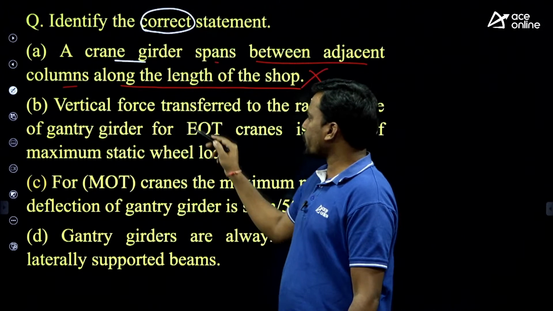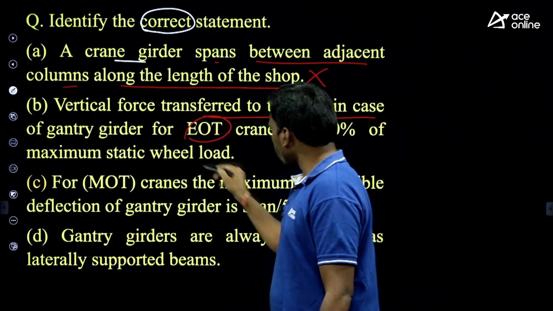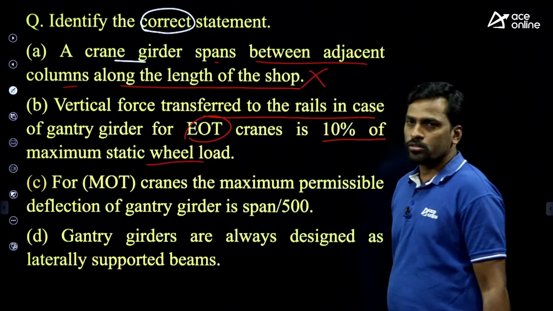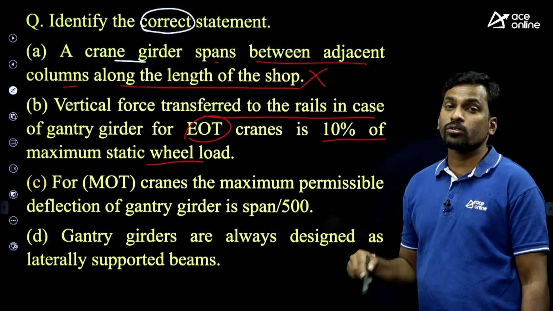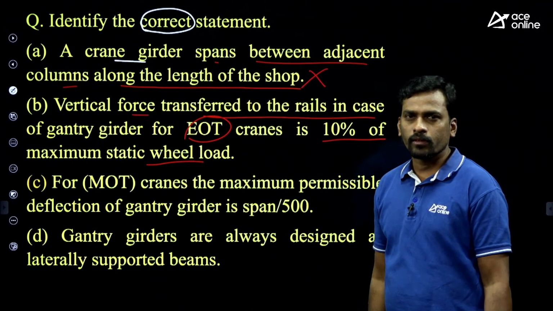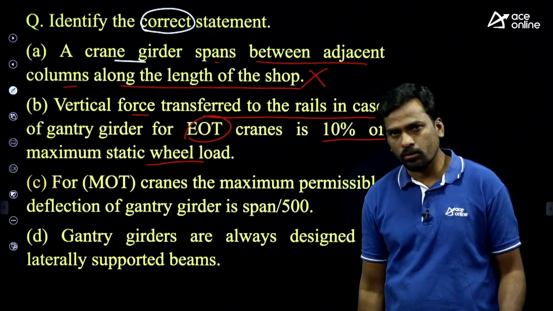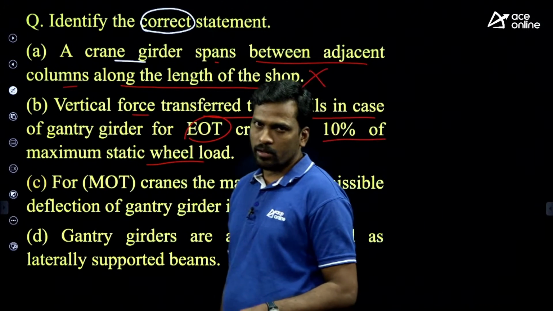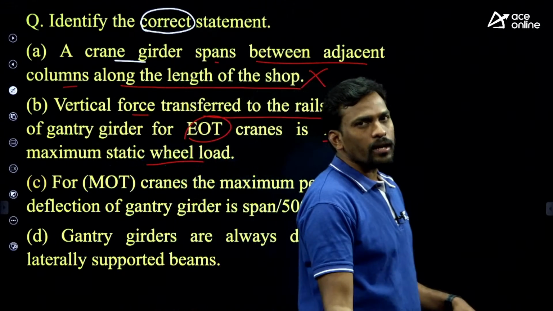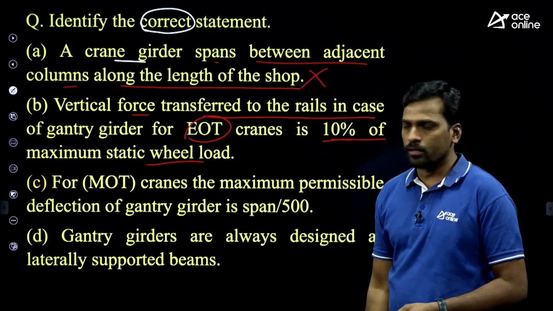Then next, the vertical force transferred to the rails in the case of gantry girder for EOT is 10% of the maximum static wheel load. Students, for EOT it is 25%, right? This is the vertical force, also called surge load. Three types of loads are there: a gantry girder is subjected to three loads. One is gravity load, another is vertical load, nothing but surge load, and the third is longitudinal load, also called drag load. So this 10% is wrong, it is 25% for EOT.